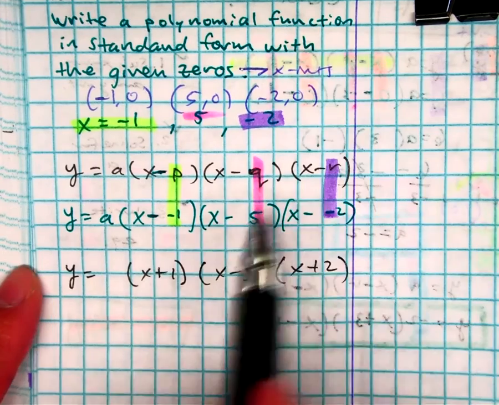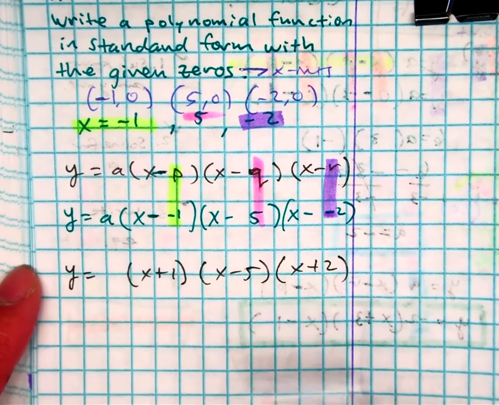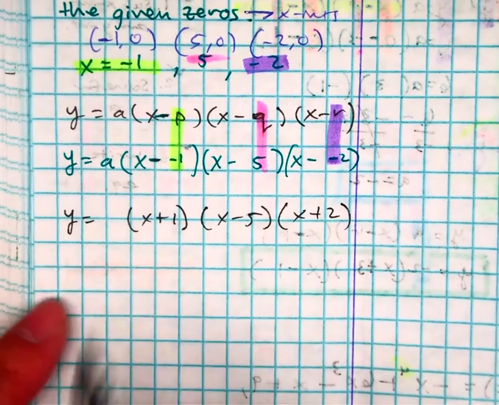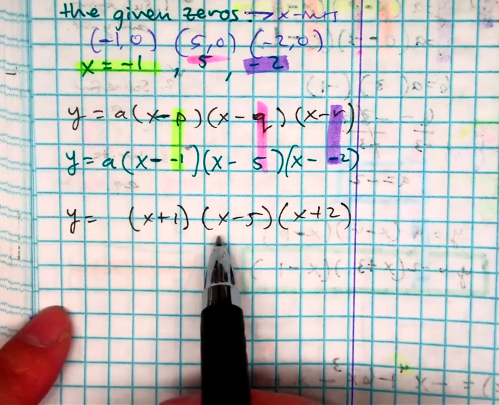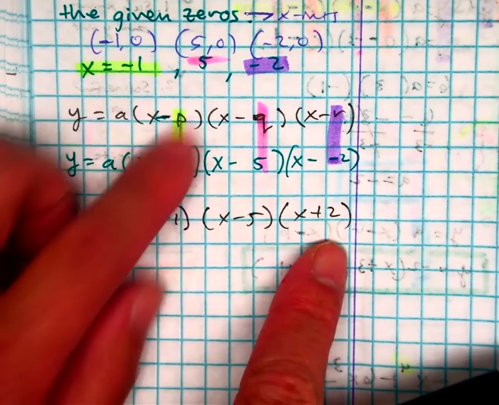They don't give us like the y-intercept or some random ordered pair. And then the a value we're just going to assume is 1. So we're left with this in factored form. X plus 1, x minus 5, x plus 2.